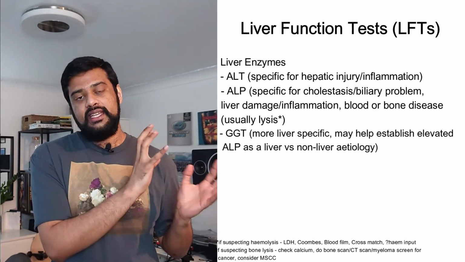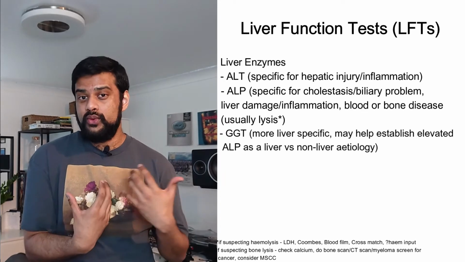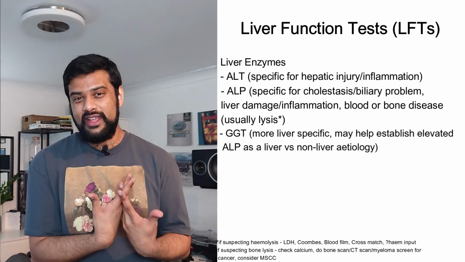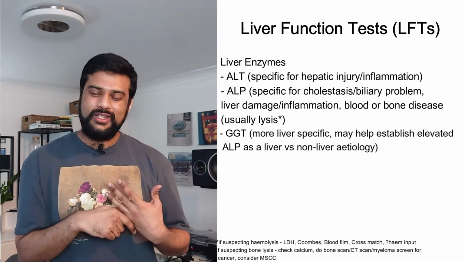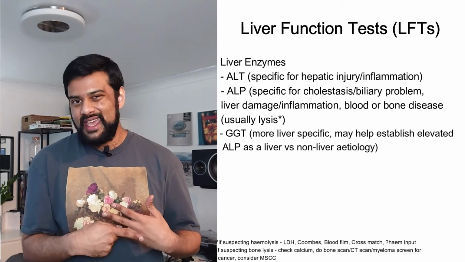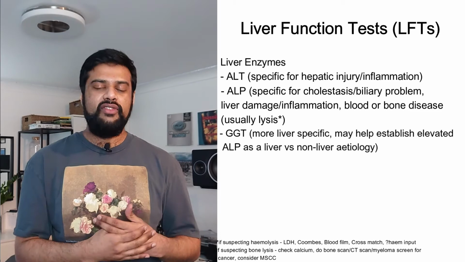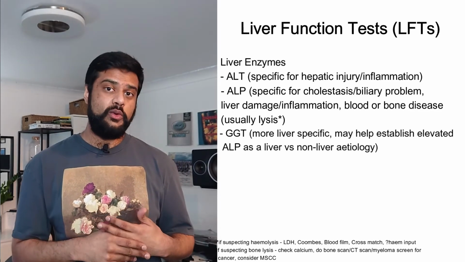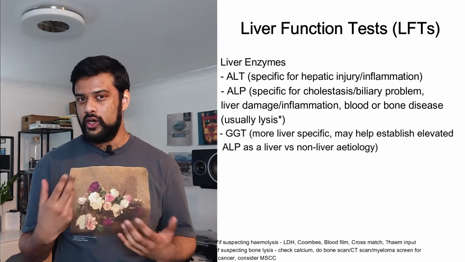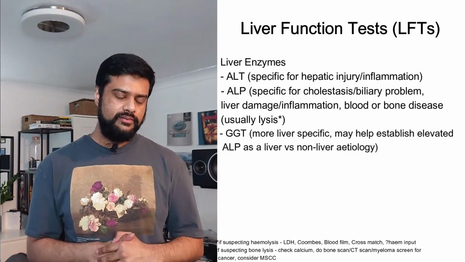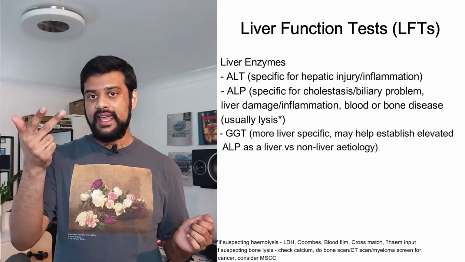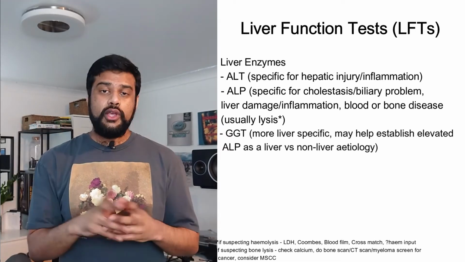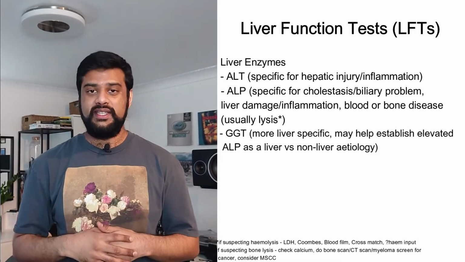You can look at the AST, the ALT ratio, and it may point towards certain etiologies, but they're very non-specific and not very sensitive. So AST is not used a great deal. Gamma GT, again, not used a great deal. I think gamma GT is useful when you have a patient with a high ALP and there isn't a clear or obvious cause. So those are your liver enzymes: ALT, ALP, AST, gamma GT. So what do I define as liver function tests?